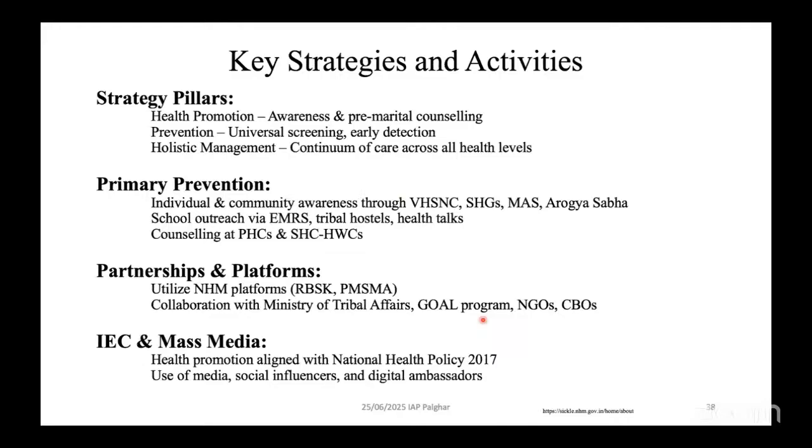Their strategy is to create awareness and premarital counseling, prevention by universal screening and early detection, and care for all patients who are suffering from sickle cell anemia. Primary prevention is by individual and community awareness, involvement of different workers at different levels, school outreach programs, and counseling at primary and secondary healthcare with healthcare workers. They have partnered with the National Health Mission along with RBSK and in collaboration with the Ministry of Tribal Affairs, along with many NGOs. They are using IEC and mass media to promote these missions, and also using social influencers to promote these policies in different sectors.